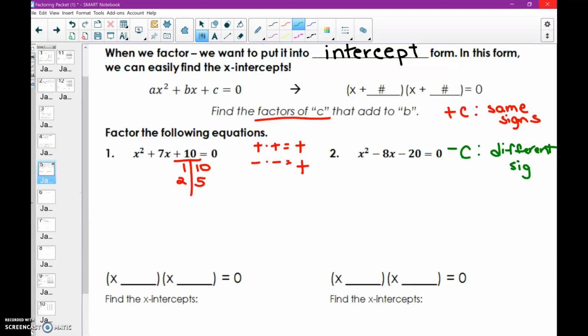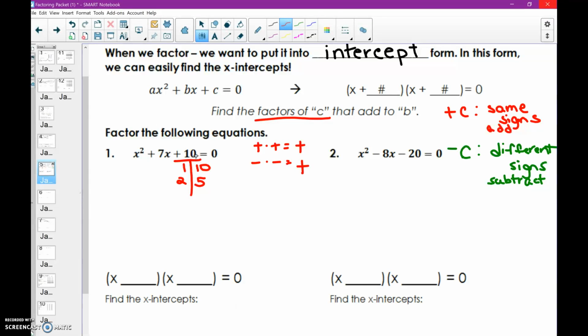Now there's also something else to note with it. If it's a positive c value, I'm trying to think of two numbers that multiply to that c, but also add to this number. Okay? The opposite, if it's a negative c value, I'm trying to think of two numbers that multiply to this, but also subtract to that number. So if it's positive, we're adding. If it's negative, we're really going to end up subtracting because of those different signs.